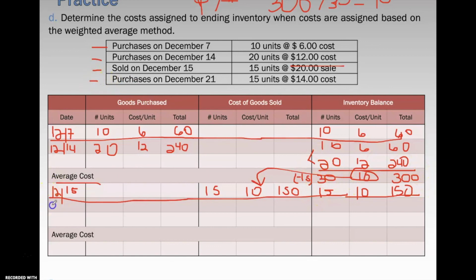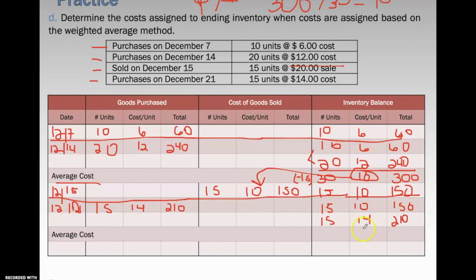Okay, then on the 21st, 12/21, that's what that's supposed to be, we bought 15 units at $14 each for a total of $210. We're going to add that with what we had before. So we had these 15 units at $10 for a total of $150, plus these 15 extra units that we just bought at 14 each for a total of $210.